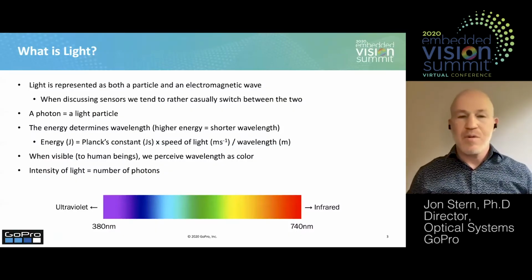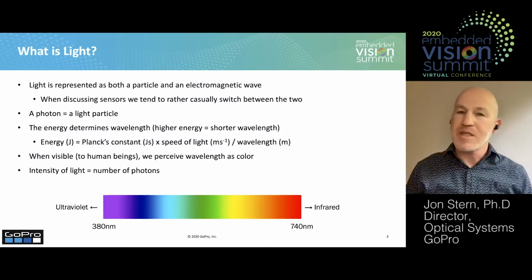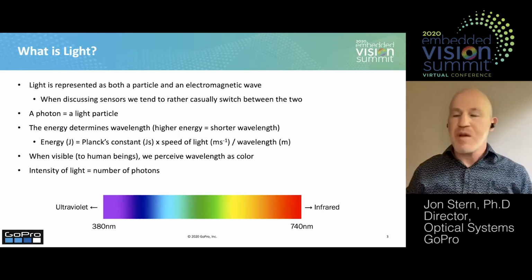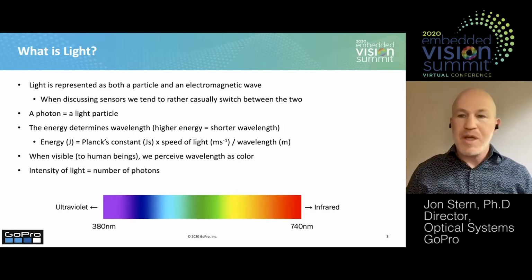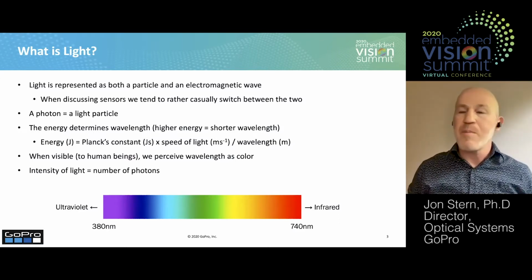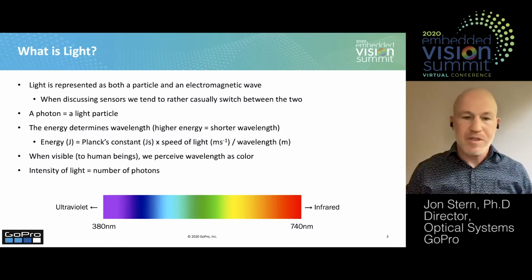What is light? Well, light can be represented as both a particle and an electromagnetic wave. And when discussing image sensors, we tend to rather casually switch between the two. A photon is a light particle, and the energy determines the wavelength. Higher energy means shorter wavelength. Energy equals Planck's constant multiplied by the speed of light divided by the wavelength. And when light is visible to human beings, we perceive different wavelengths as different colors. Intensity of light is equal to the number of photons.